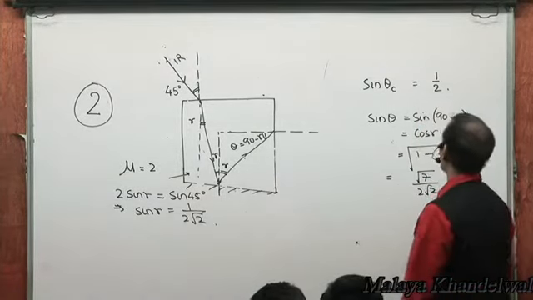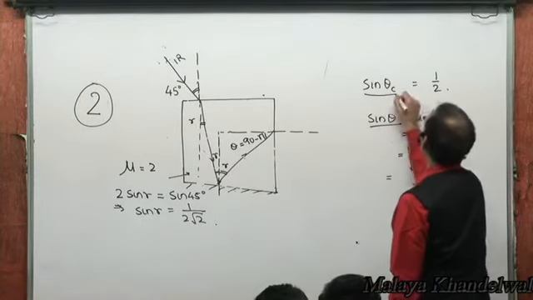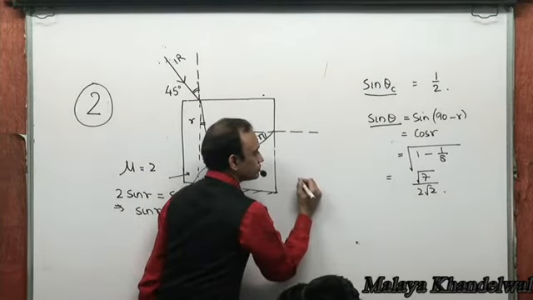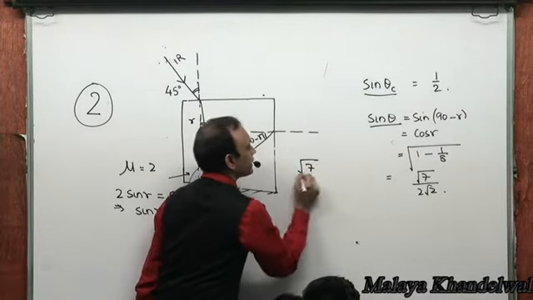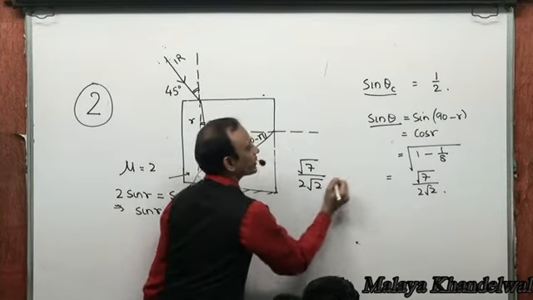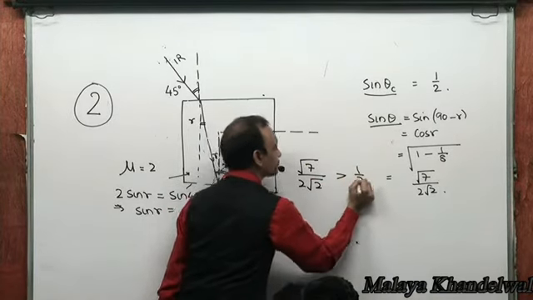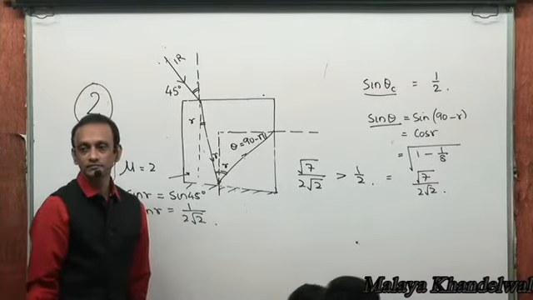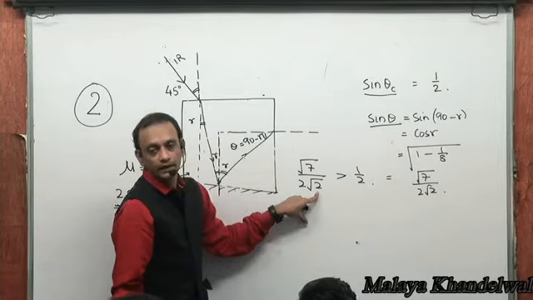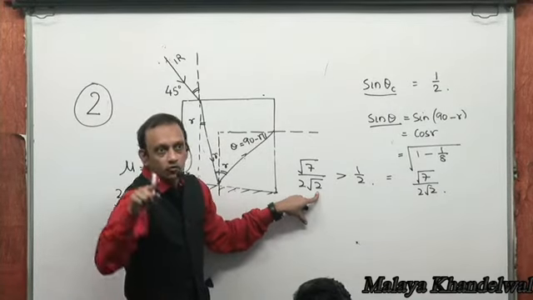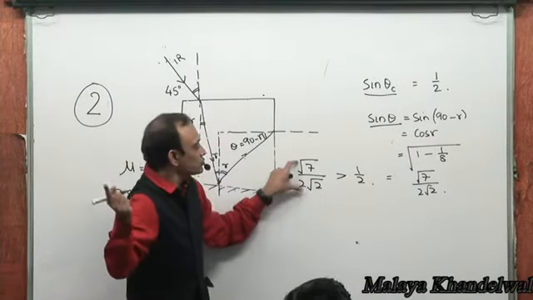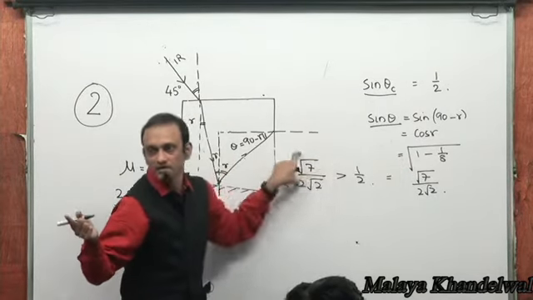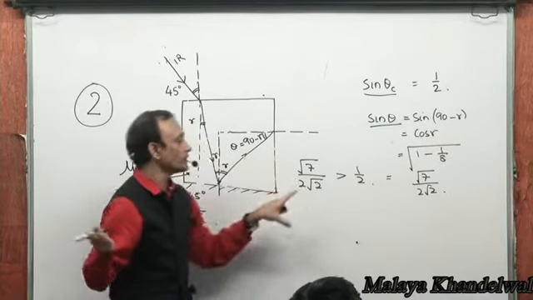Now I just need to see whether sine theta is more or sine theta c is more, right? Very clearly, root 7 by 2 root 2 is more than half. Do you see that? Because root 7 by root 2 is root 3.5, which is more than 1. So this is half into a number more than 1, which is clearly more than half. Yes or no? So this is true.